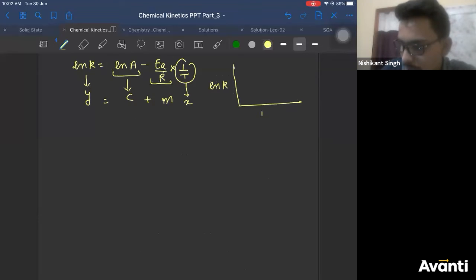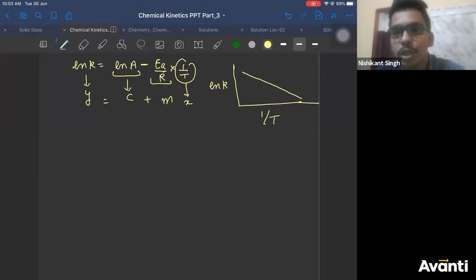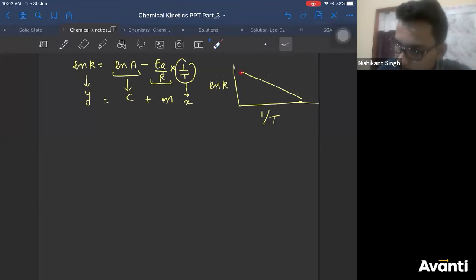So if you plot this graph, you'll get an ln k versus 1 by T graph. There is a negative slope, right? So the graph will come something like this. Now the question is, will this graph touch the y-axis? No. Why will it not touch the y-axis? Because it will touch the y-axis when 1 by T becomes 0, and 1 by T will become 0 when your temperature becomes infinity, which is not possible.